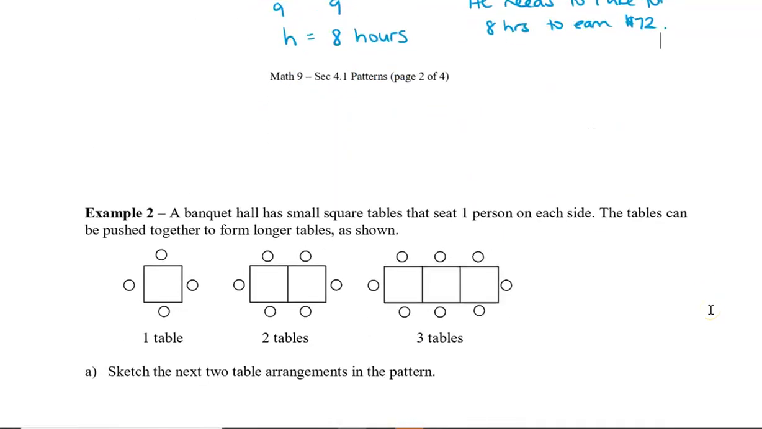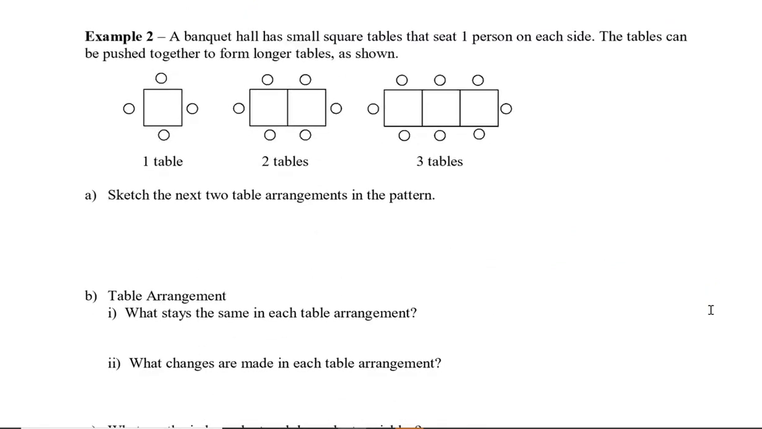Let's take a look at another example. All right, here we have a banquet hall. It has small square tables that seat one person on each side. The tables can be pushed together to form longer tables as shown. So sketch the next two table arrangements in the pattern. So we have 1 table, 2 tables, 3 tables. So our next one will be 4 tables.